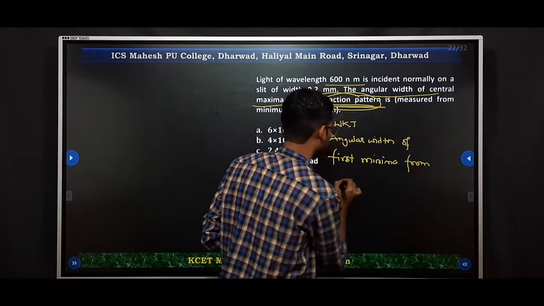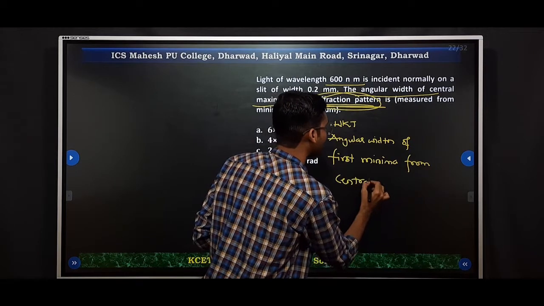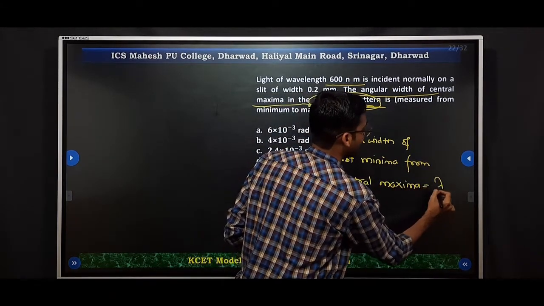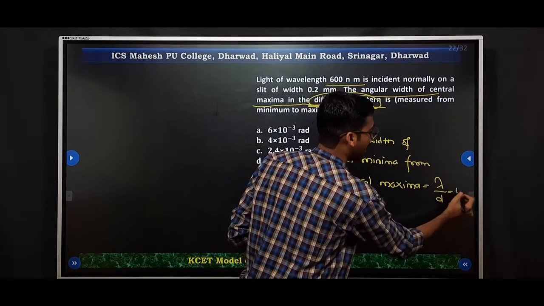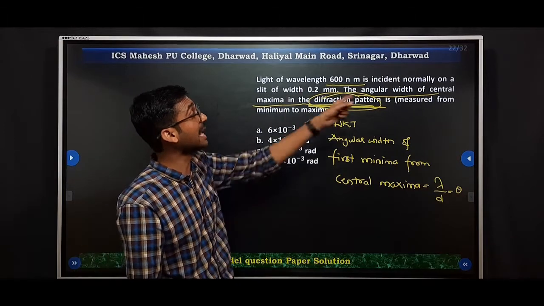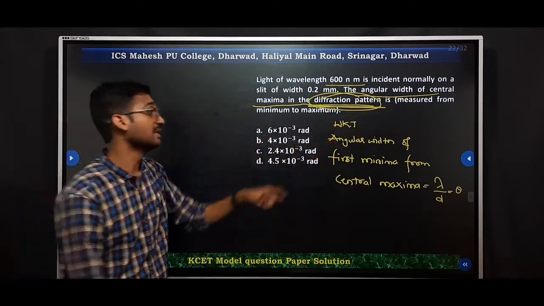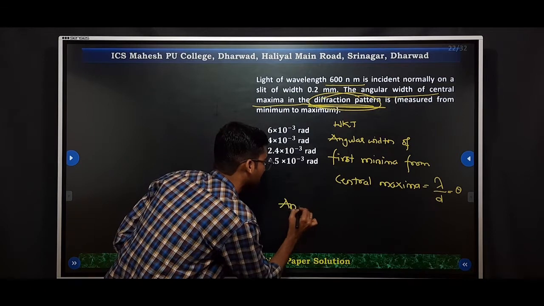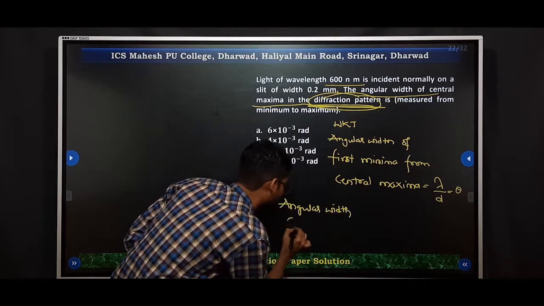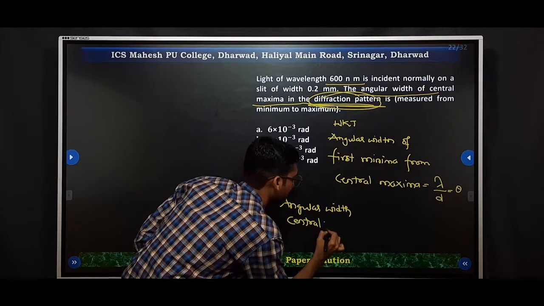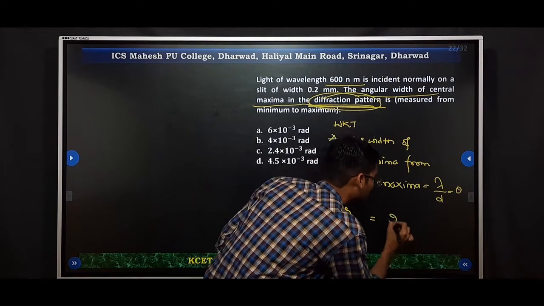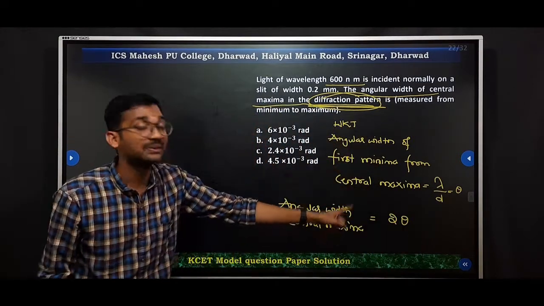from the central maxima is given by lambda by d. Theta is equal to lambda by d. But we need here the angular width of the central maxima. Therefore, the angular width of the central maxima is given by, what is that? 2 times theta. 2 times theta.